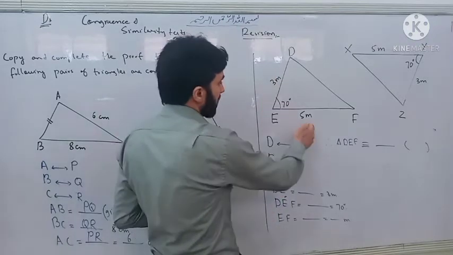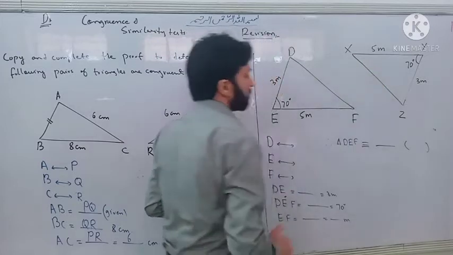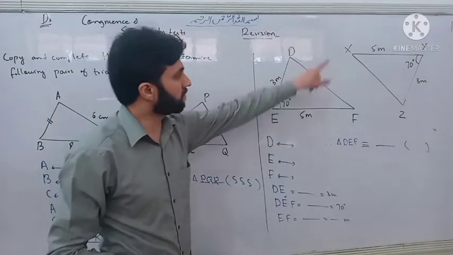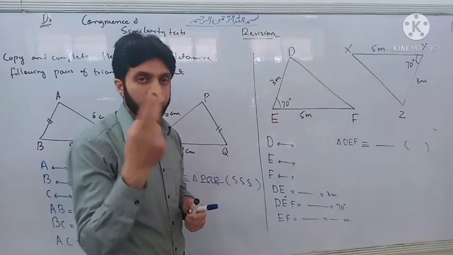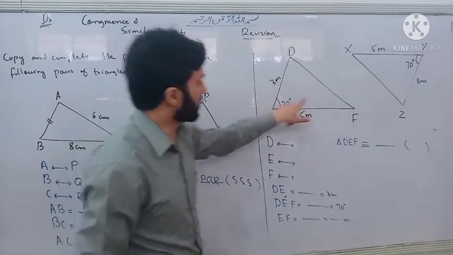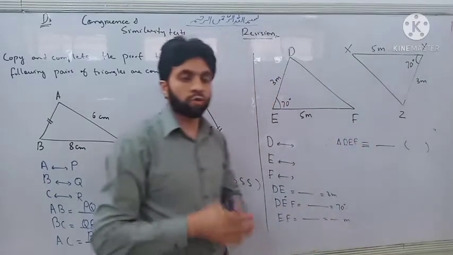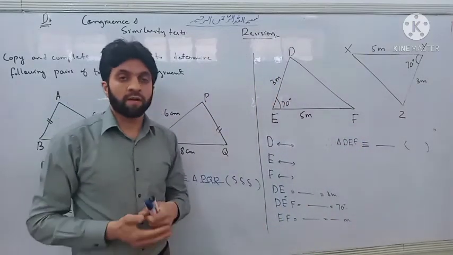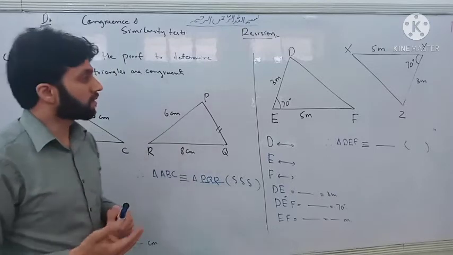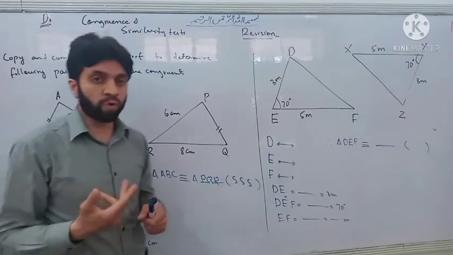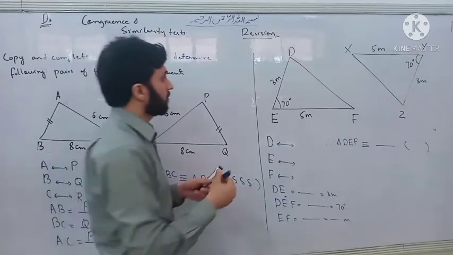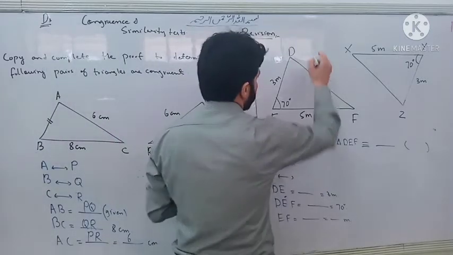We have two sides mentioned in both triangles. You can see that 3, 5, 3, 5. Two sides and one angle, 70, 70. Two sides and one angle means SAS, side angle side. Remember, side angle side.